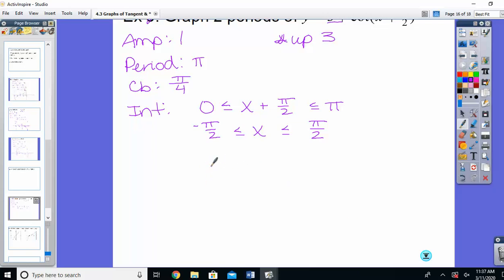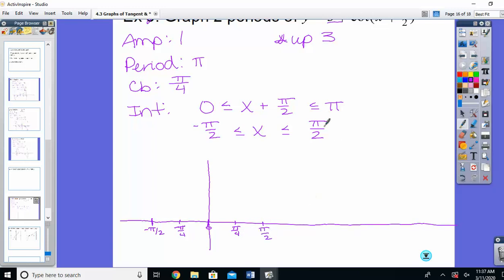Let's do 2 periods. I think let's have 2 periods in this one. I'll go ahead and just do the first period to start, and then I'll tack on the second one. So first point was at negative pi over 2. Count by pi over 4. So plus pi over 4 is negative pi over 4. Plus pi over 4 is 0. Pi over 4, and 2 pi over 4 is pi over 2, which is where we said our first interval should stop.